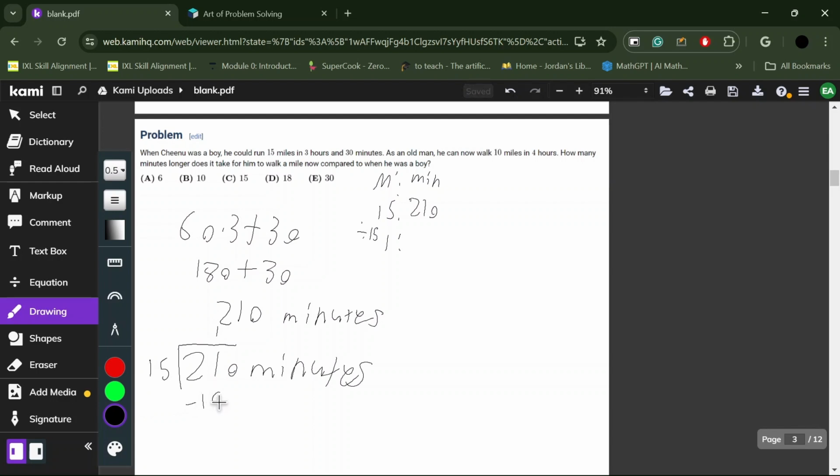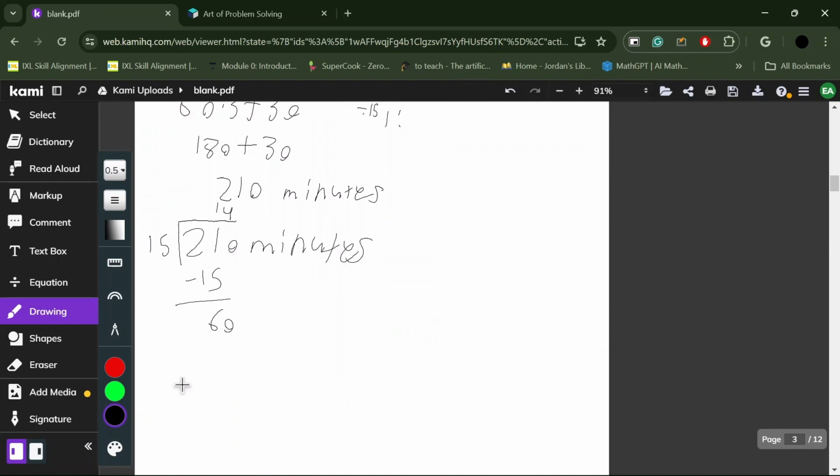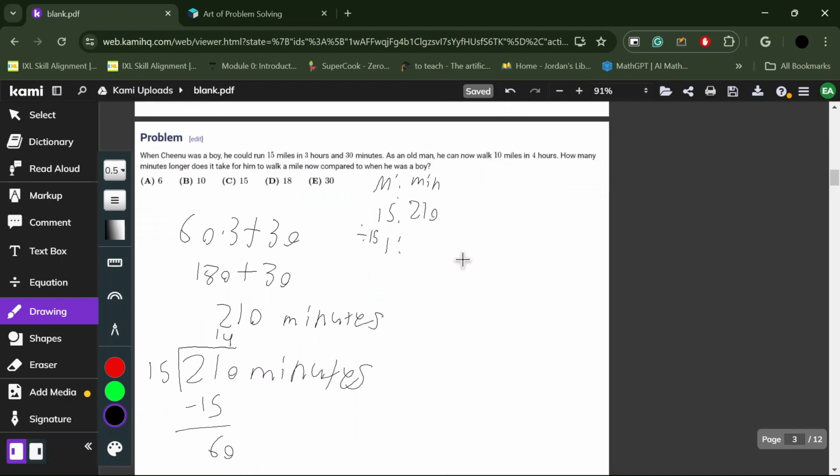So when we do that, we can get 14. Right? Because 14 times 15 is also 210. So let's write that down. When he was a boy, 14 minutes. Okay, now that he's an old man, 10 miles in 4 hours.